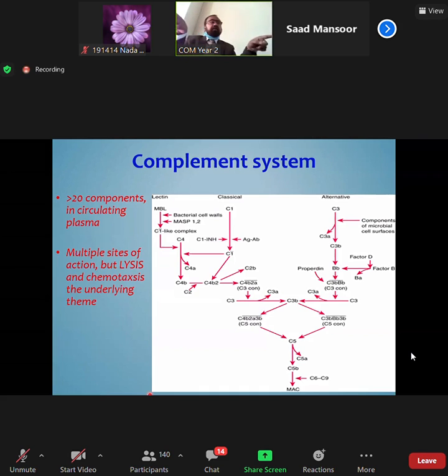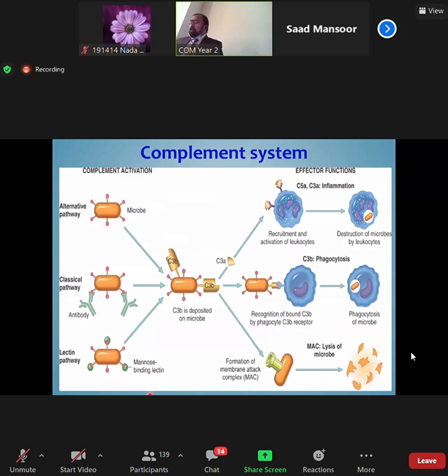C5 again divides into two, C5a and C5b. C5a goes up for anaphylatoxin, C5b goes down to activate C6, 7, 8, and 9. 6, 7, 8, 9 are the membrane attack complex, right? So how it acts, if you go to the other slide, these 6, 7, 8, 9 attach to the microorganism and form a hole in the cell wall. And when the hole is formed, what will happen? The fluid goes into the bacteria and the bacteria burst. So it helps in the lysis of the microorganism.